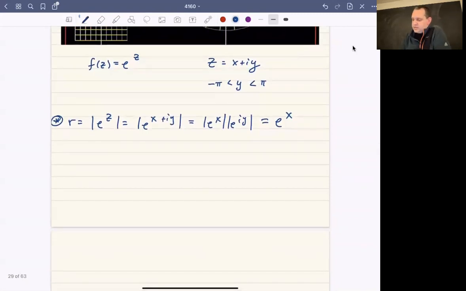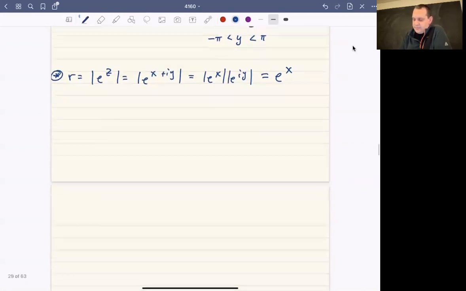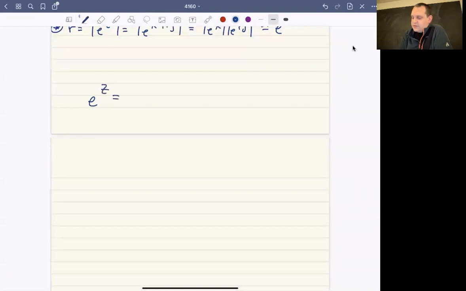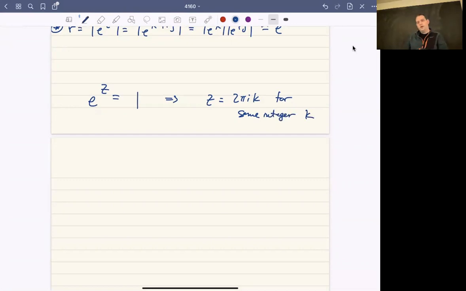For e to the z, I do want to mention a few things here. If we have e to the z equals 1, it turns out that the only solutions are when z is an integer multiple of 2 pi i. So z is 2 pi i k for some integer k, integers being negative 3, negative 2, negative 1, 0, 1, 2, 3, and then infinitely far in both directions. So positive and negative whole numbers and 0. So e to the z is 1 if and only if z is 2 pi i k.